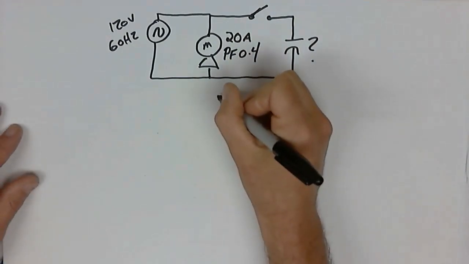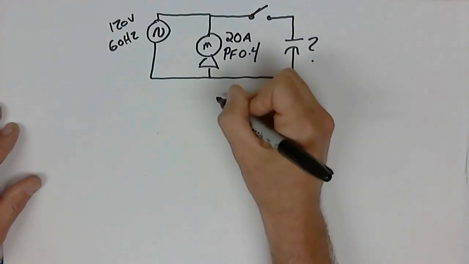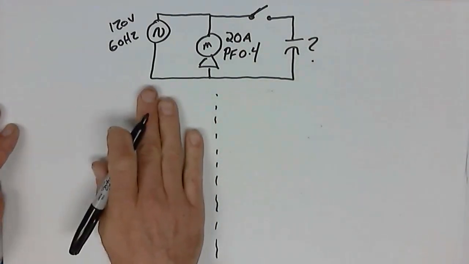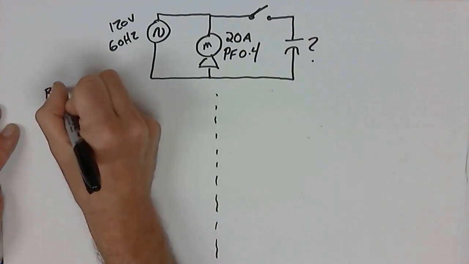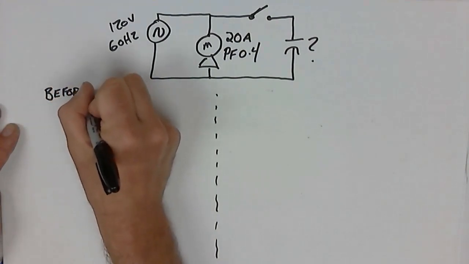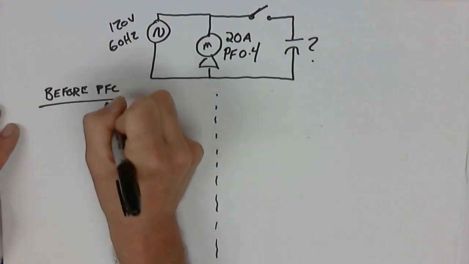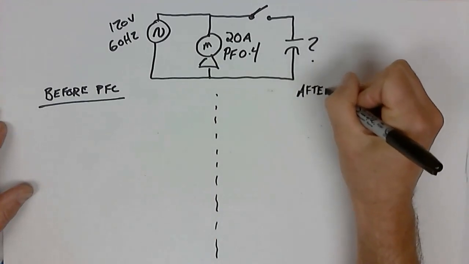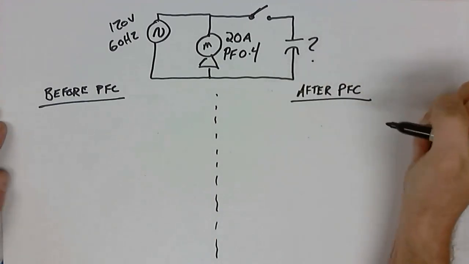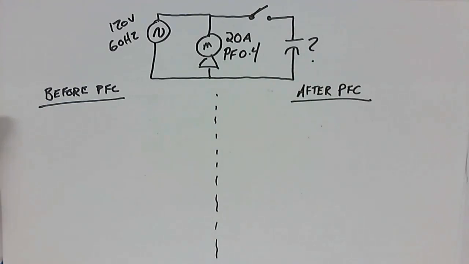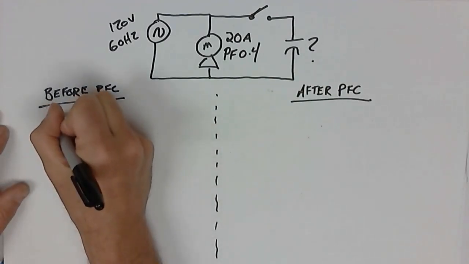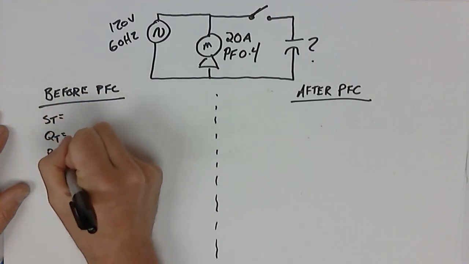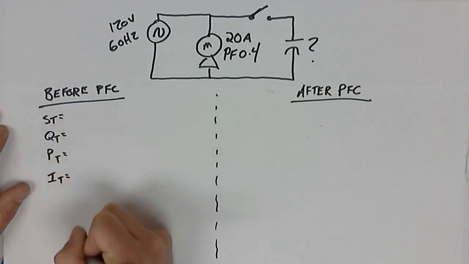So we're going to divide our little diagram in half here again. Over here, this is going to be before power factor correction. Over here, we're going to have after power factor correction. So let's start on this side. Before power factor correction: S total, Q total, P total, and I total.